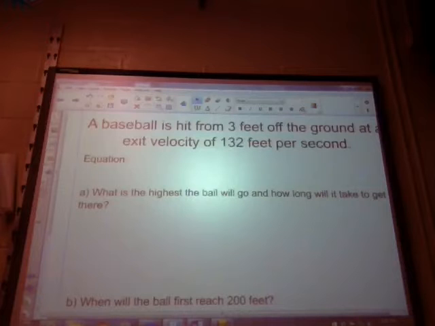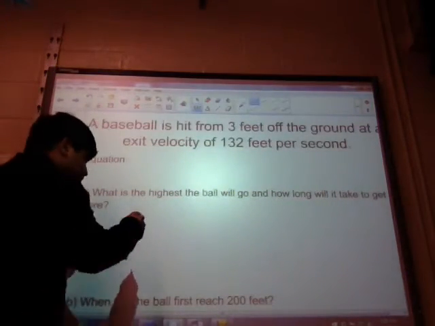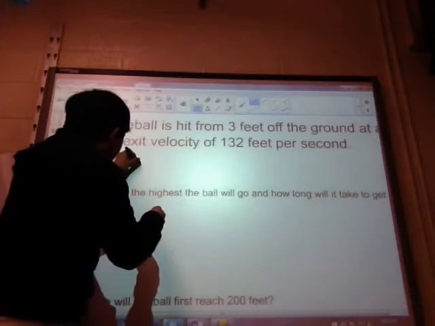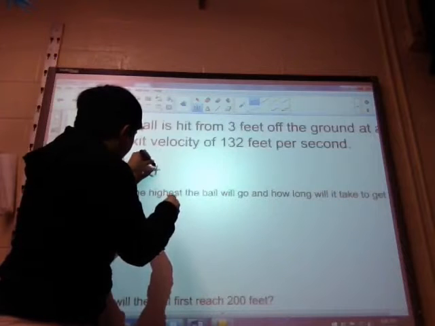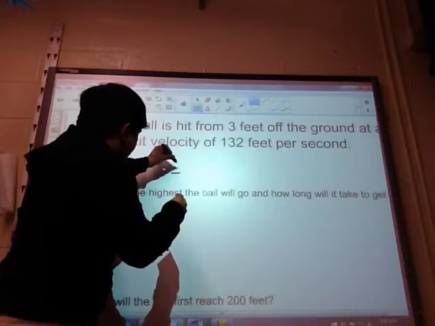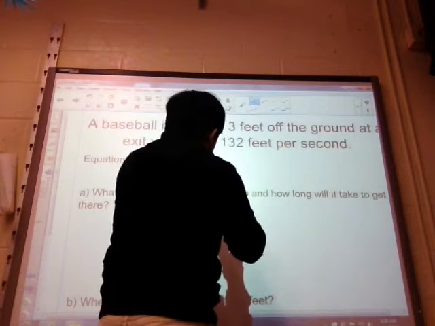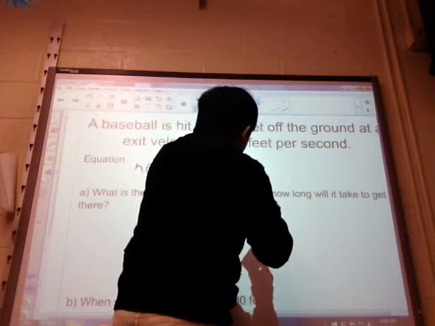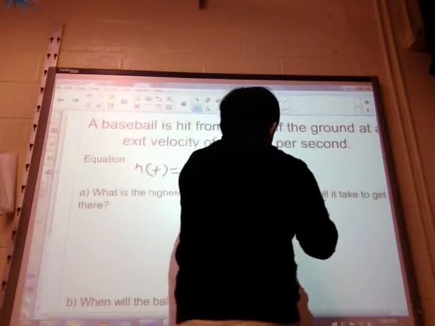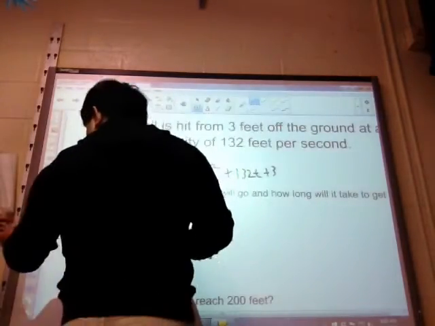Next problem, we're talking about a baseball that's hit from 3 feet off the ground at an exit velocity of 132 feet per second. So Kyle's going to come in and write an equation for us. H of t equals negative 16 t squared plus 132t plus 3.